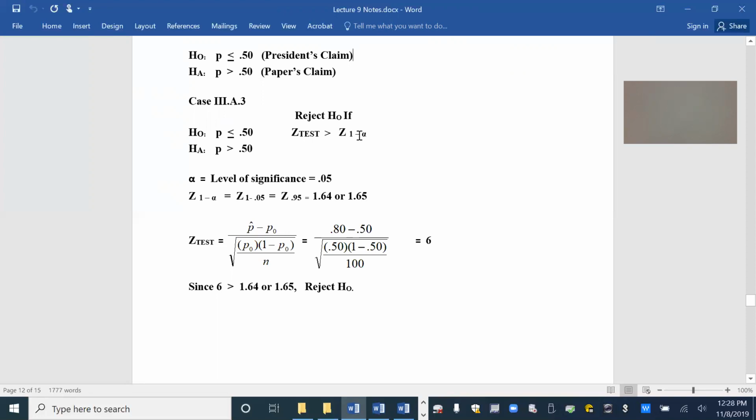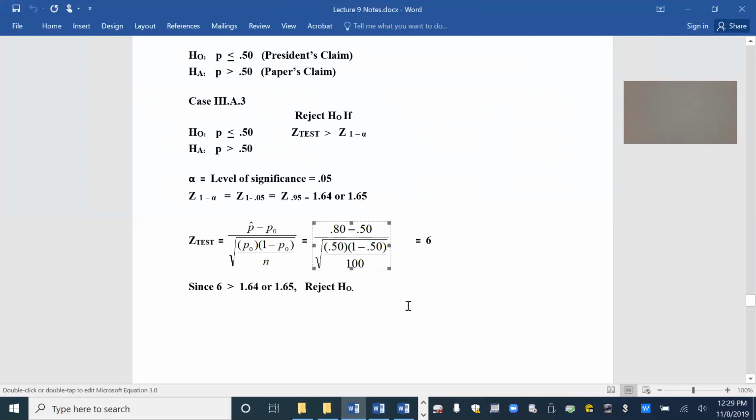So plugging in alpha, 1 minus 0.05 is 0.95. If you look up 0.9500 in the tables, you'll get 1.645. So we have to be more extreme than 1.65 standard deviations to the right to prove our claim, to prove the president is wrong.